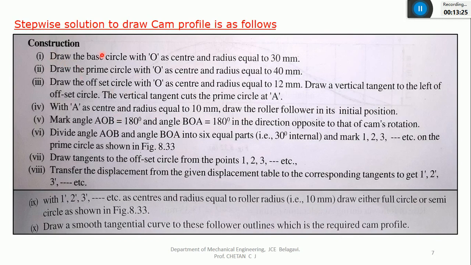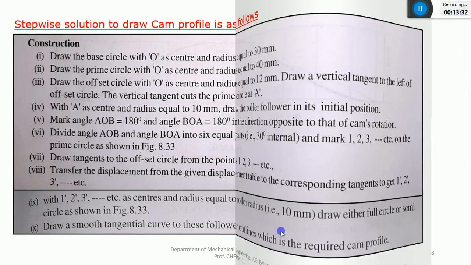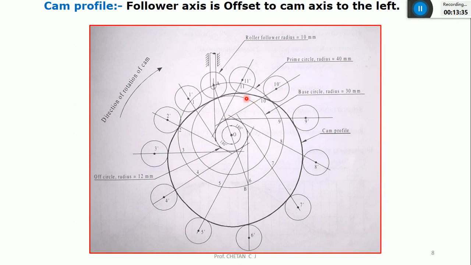These are the steps I have mentioned here. You can go through these after the class, and I'll follow the same steps. After that you'll get this kind of a cam profile. This is exactly what I want. This is the center of the circle, this will be the offset circle, this will be the base circle, and this will be the prime circle. On this prime circle only, I'll take the reference lines and transfer the distances 1 to 1 dash, 2 to 2 dash, 3 to 3 dash, up to 6 to 6 dash, similar to the previous problem.